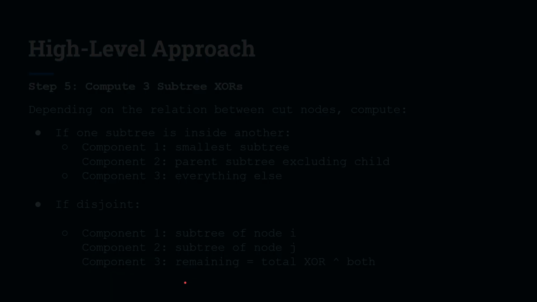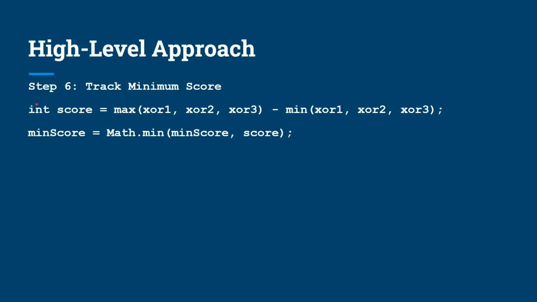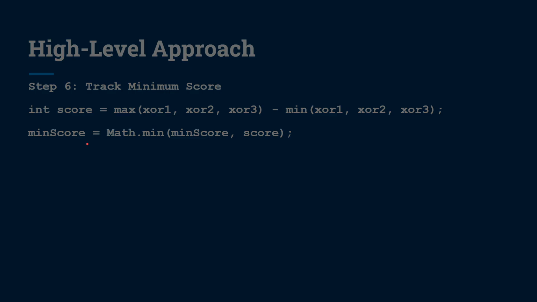Okay, then finally we'll track the minimum score, where we will have the XOR of these three components, and the max and min score, and you will get the score. So we'll keep tracking the min score and you will return the min score.